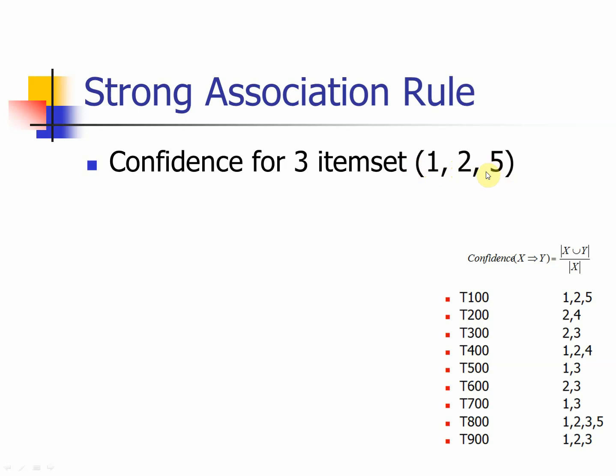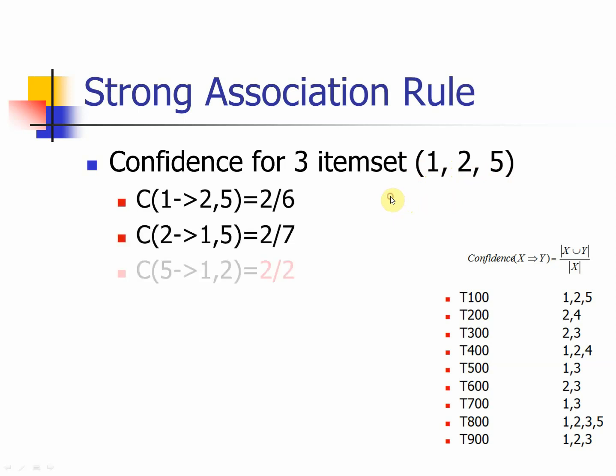1, 5 goes to 2, and 2, 5 goes to 1. So for every single 3-item set, you actually have 6 rules that you need to check. Starting with the precedent with 1 item, 1 goes to 2 and 5.